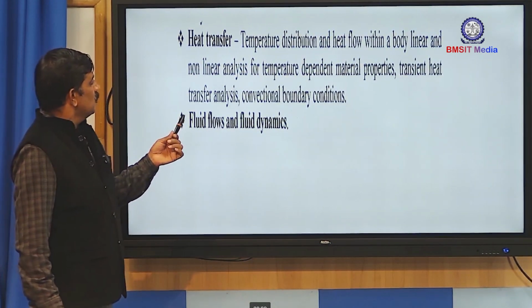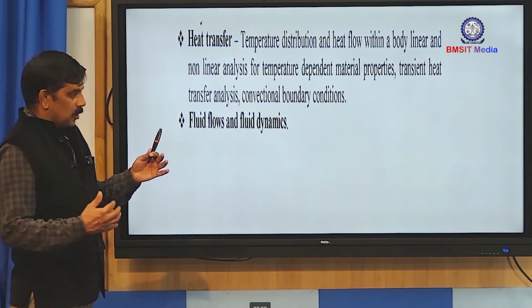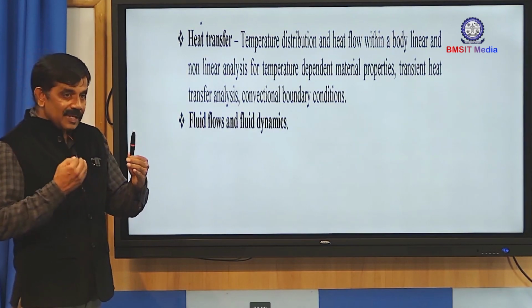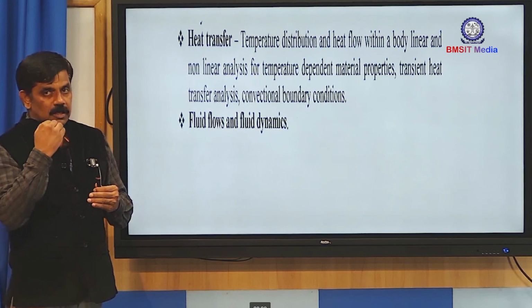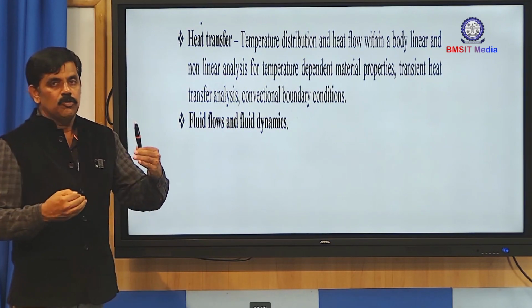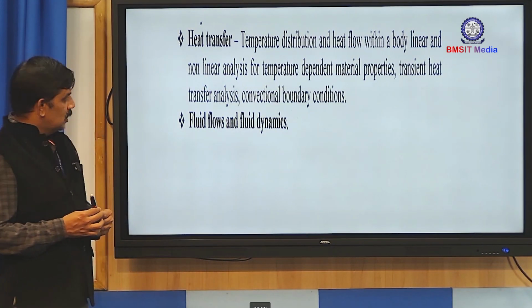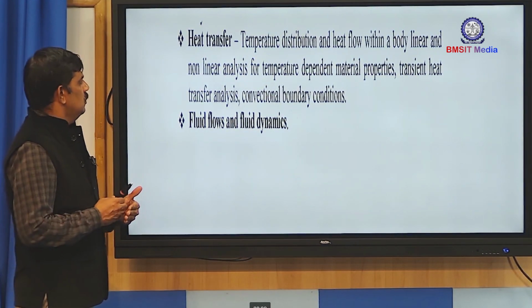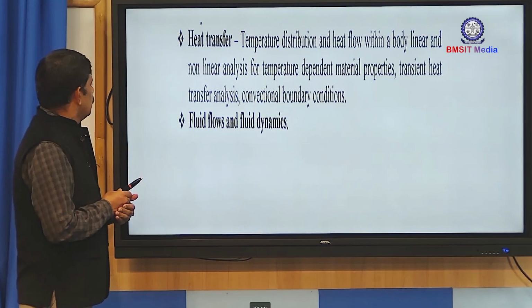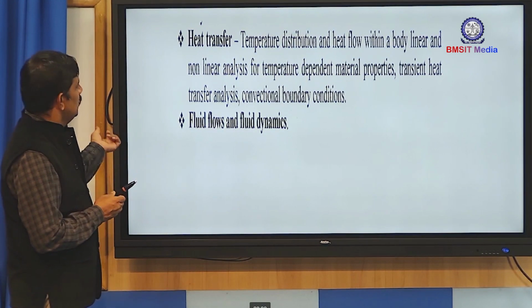So there may be some amount of transient heat transfer. That means at the beginning of the heat transfer process, the temperature may suddenly increase, then it reaches steady state. Afterwards, there is not much change in temperature. Then it is referred to as either a steady state or a transient state heat transfer analysis.